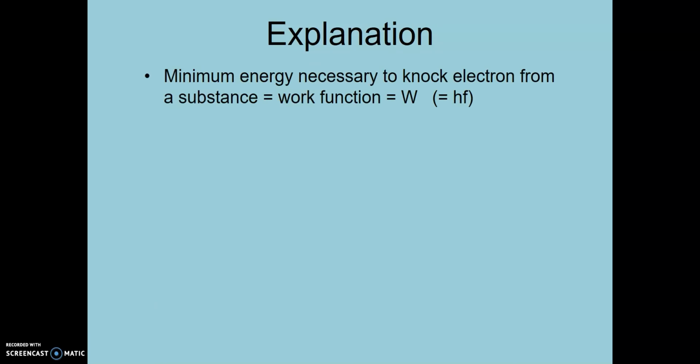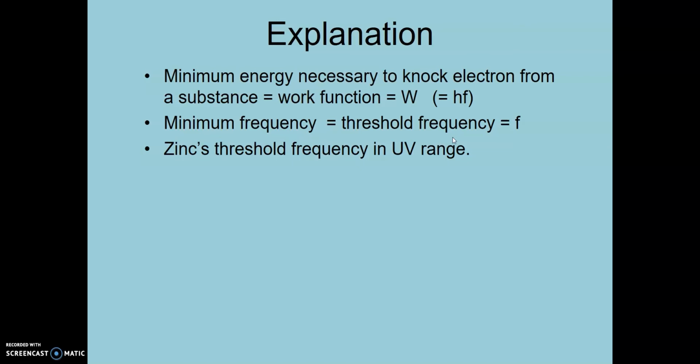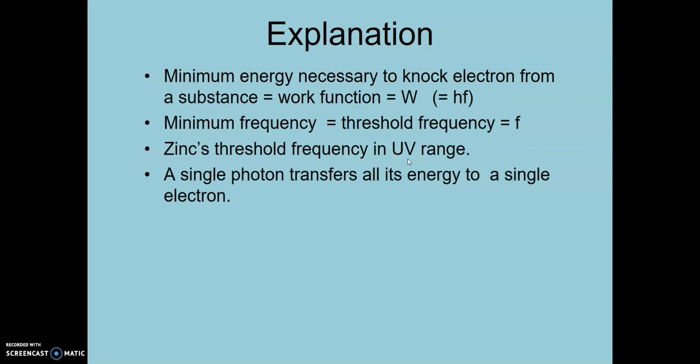The minimum energy needed to knock out an electron from a substance is called the work function, W. But this, of course, is the energy of the photon. And so this frequency is called the threshold frequency. That's the minimum frequency necessary to knock an electron out. Zinc's threshold frequency is in the ultraviolet range. A single photon transfers all its energy to a single electron, and the UV light knocks out the electrons.